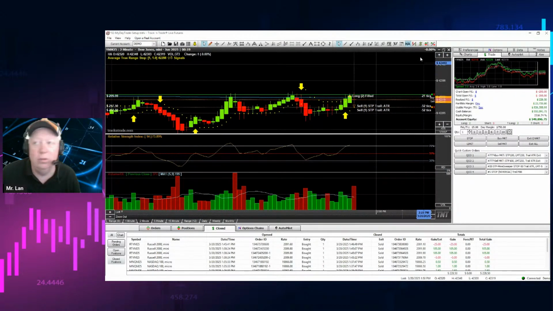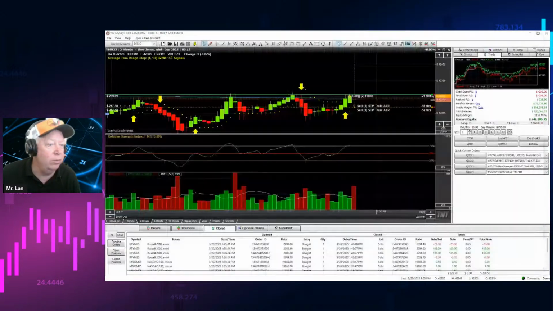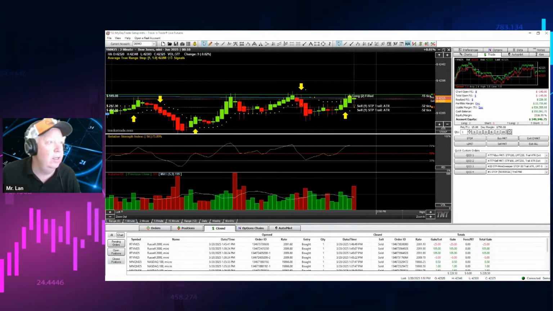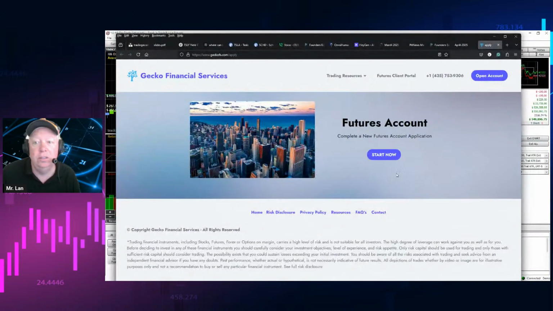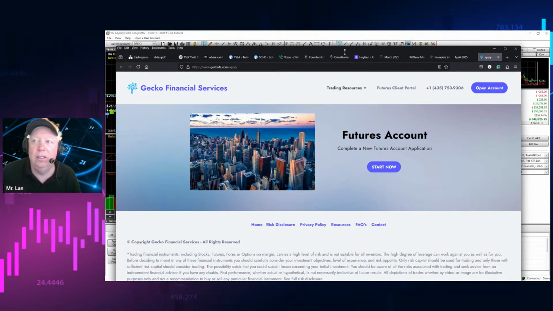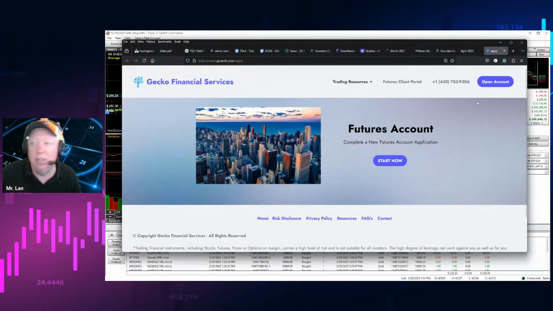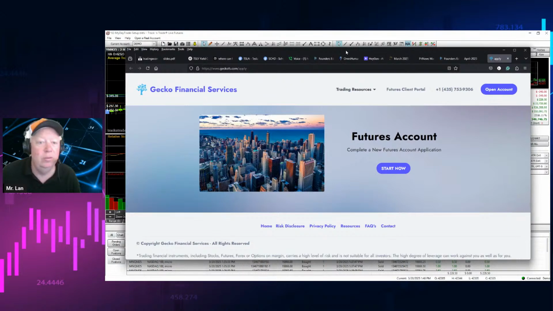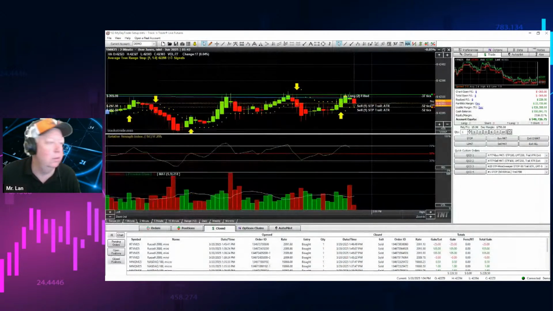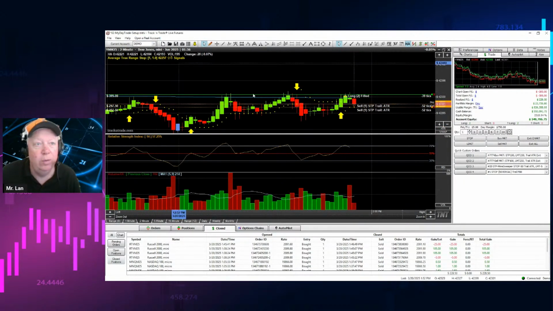See that? Because we're in the demo, because we're goofing off here for class. But you say open real account, you click that, and it opens up Gecko Financial Services. I used to own this brokerage firm, but I sold it. I have a little seller's remorse, but not really. They still send me royalties, but it is what it is. I started it a long time ago, but it's not mine anymore. And that'll do it. You open up your real money account and away you go.